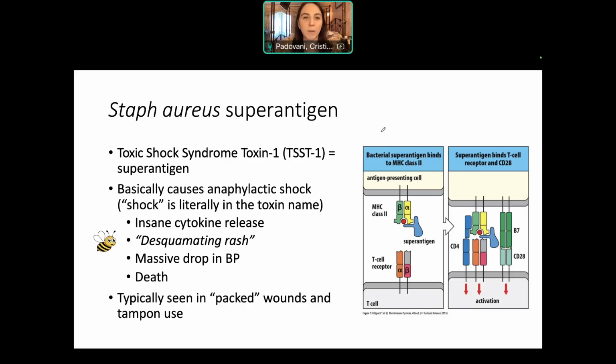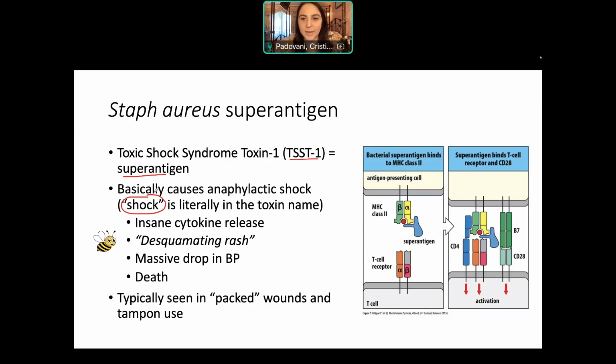Okay, so if we talk about one of them, Staph aureus' superantigen is called toxic shock syndrome toxin 1, so TSST-1, and it's a superantigen and it causes toxic shock syndrome. Love when that happens, right? When it actually names the toxin for what it does. So TSST-1 causes toxic shock syndrome. Basically, toxic shock syndrome is anaphylactic shock. And again, shock is in the name, right? So we know we have a shock presentation here.